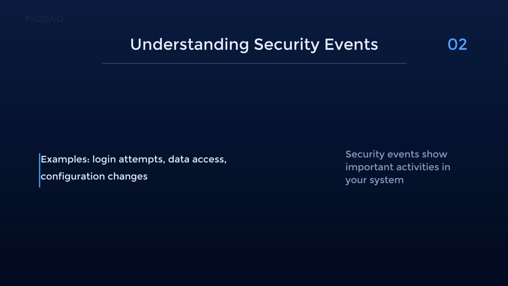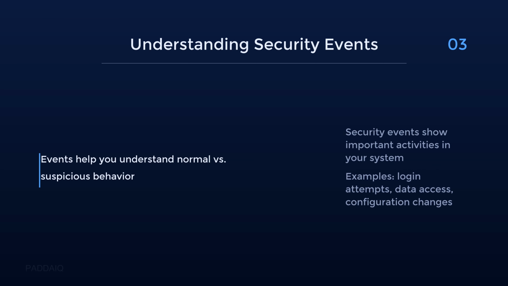Examples: login attempts, data access, configuration changes. This means tracking key user and system actions for security. For instance, if an employee's account has multiple failed logins from an unfamiliar location, this event would be logged and monitored. Monitoring these events is essential for proactively identifying and addressing potential security risks.